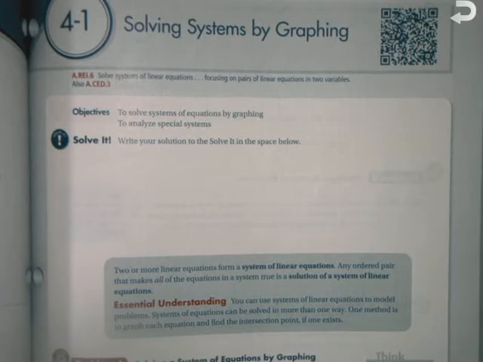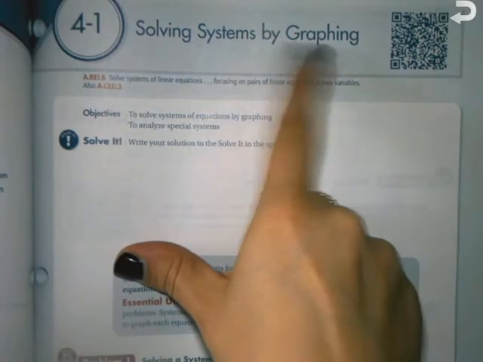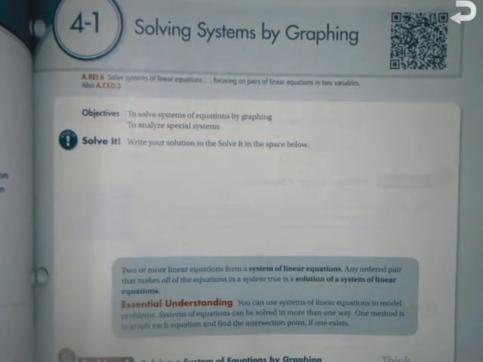So today, guys, we are going to start Unit 4. So we're going to do the first lesson, Unit 4, which is solving systems by graphing. We're going to be looking at systems of equations and what we call systems of inequalities. So let's actually define a system of equations first.